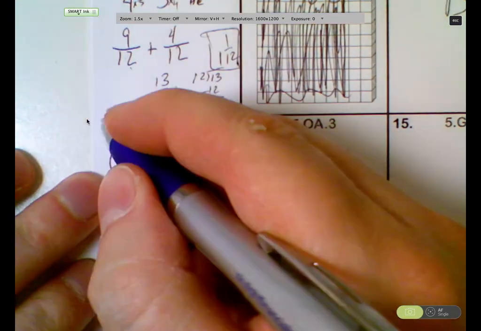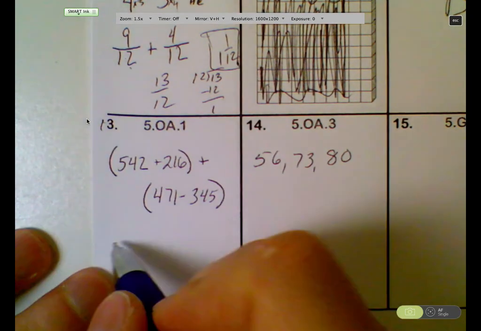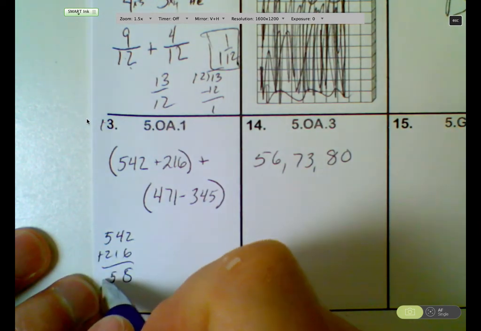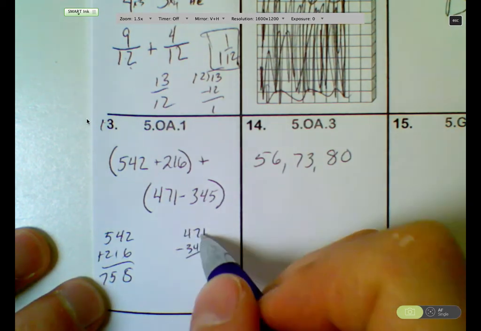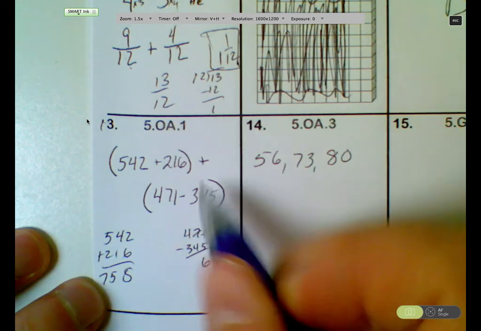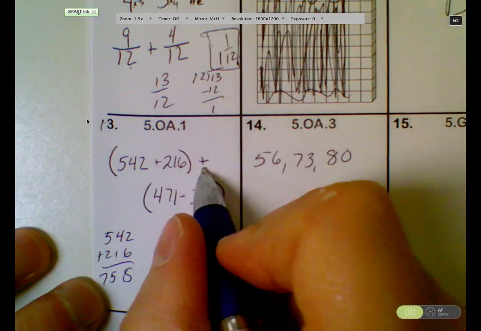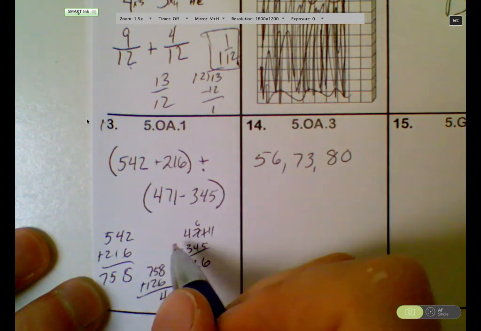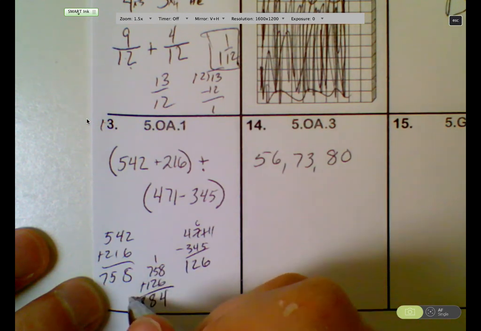13. 13 is asking you to follow some order of operations again. You always do inside the parentheses first. So I'm going to do 542 plus 216, 758, and then I'm going to do 471 minus 345. Got to borrow, that's going to be a 6, that's going to be a 6, it's going to be 126, and I have to add my 2 answers. So I'm doing 758 plus 126, 8 plus 6 is 14, carry my 1, 5 plus 1 is 6, plus 2 is 8, you get 884.